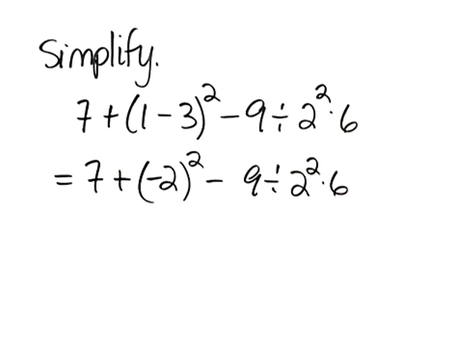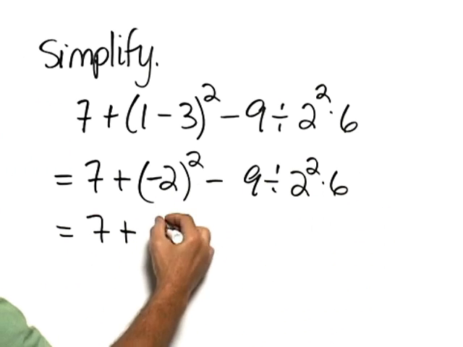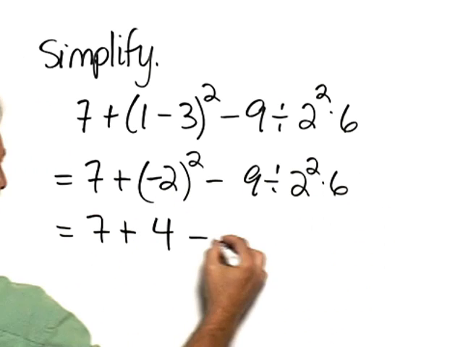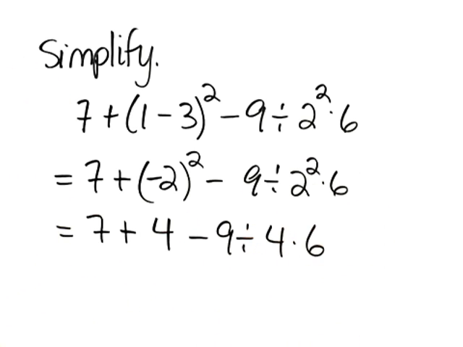Now we take care of exponents. So we have 7 plus negative 2 squared, which is 4, minus 9 divided by 2 squared, which is 4. Next, we take care of multiplication and division in the order it appears.